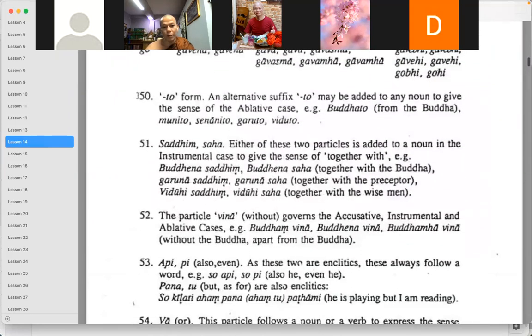So here you see pronoun number. So do form and the alternative do may be added to the noun to give the sense of the ablative case by the boda do. So that is a row card do here.